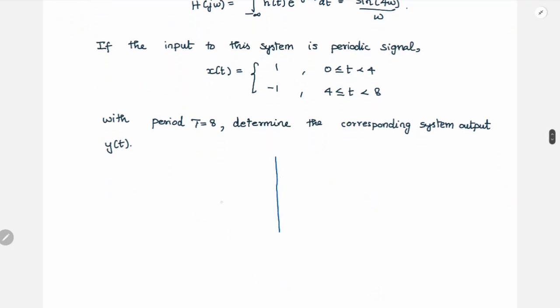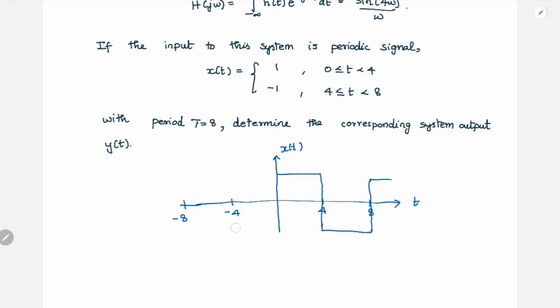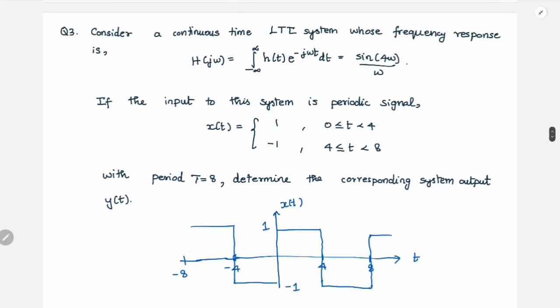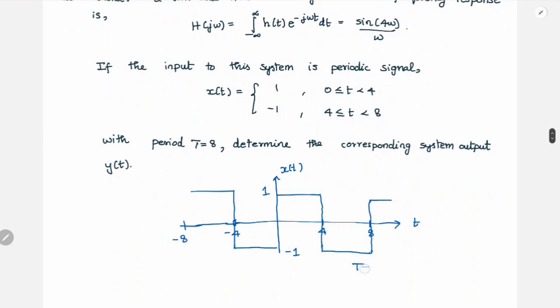Let us draw x of t. We have 0 to 4 and 4 to 8. Since it is periodic, it will be repeating. So it is 1 here and minus 1 here, and it's going to repeat. This is x of t, and the time period is going to be 8. So what is omega naught going to be? 2 pi by 8, which is nothing but pi by 4.